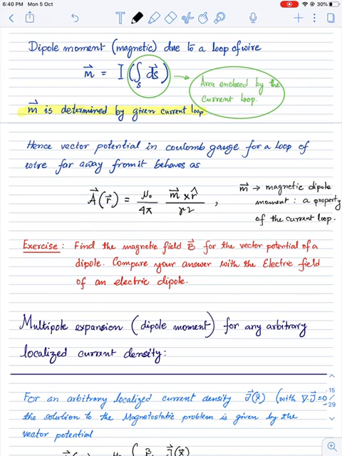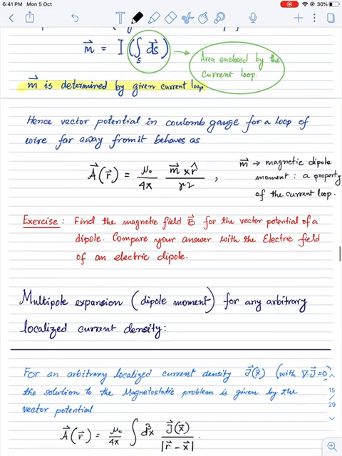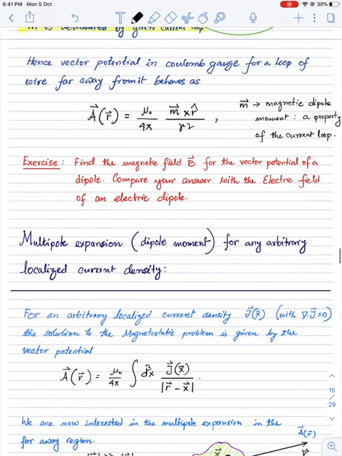Now, as an exercise, this will be a very important exercise, and I'll give it to you in your problem sets as well. You need to find the magnetic field corresponding to this vector potential of a dipole, and then compare this magnetic field with the electric field of a dipole. Compute both things. You know the scalar potential for a dipole, you know the vector potential for a magnetic dipole, and then compute the corresponding electric and magnetic fields in the two cases and compare your result. I'm leaving this as an exercise for you to do.